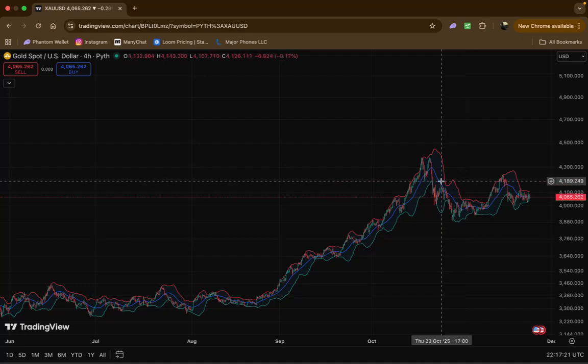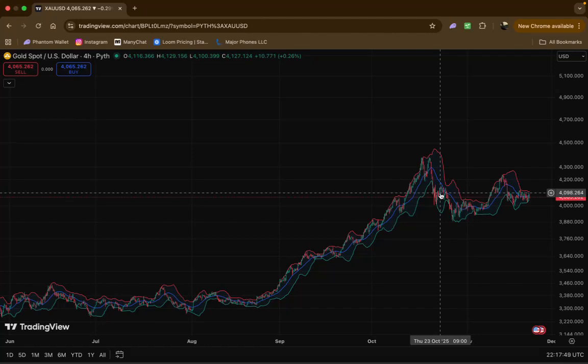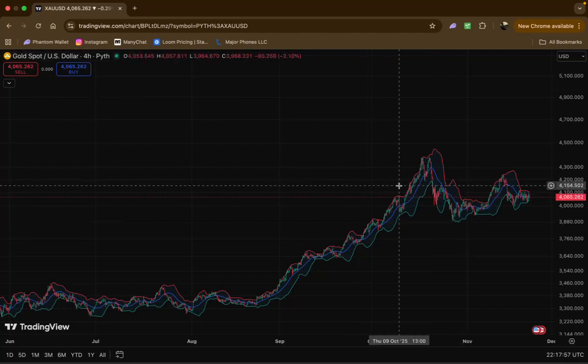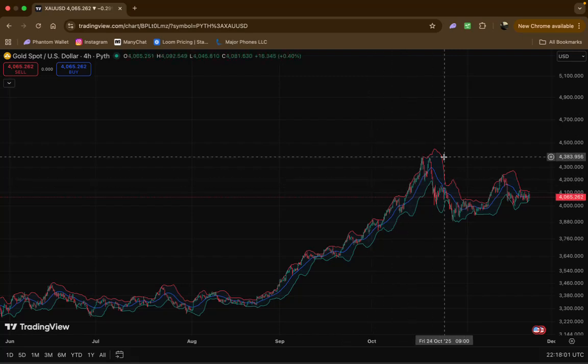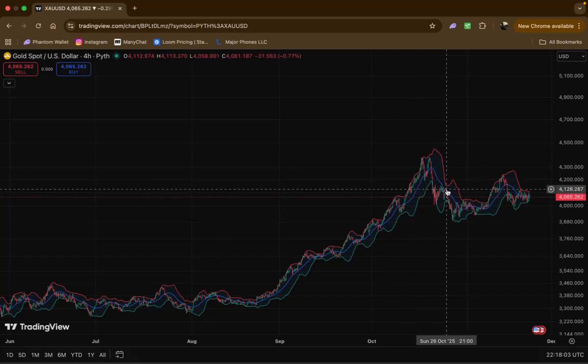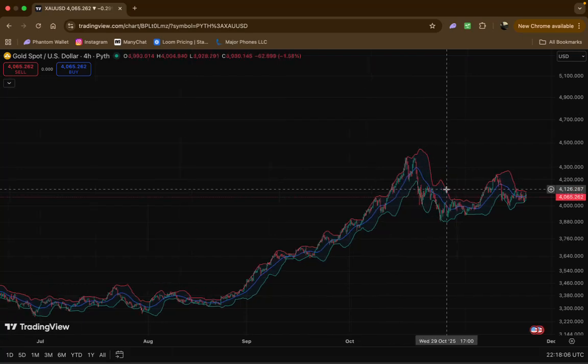First, it loses strength, and strength isn't just measured by price going up or down. It's measured by the quality of the movement, and a few things always appear before a reversal. Whether you're looking at gold or Bitcoin or the S&P or Nasdaq or stocks, a few things always happen before a reversal. Impulses weaken, candles lose body.